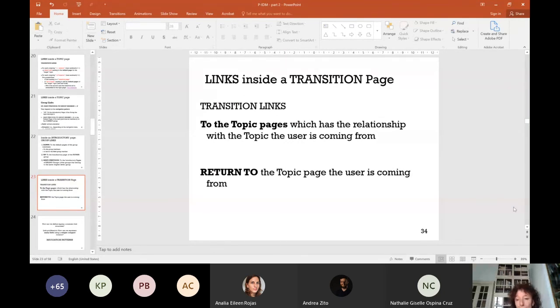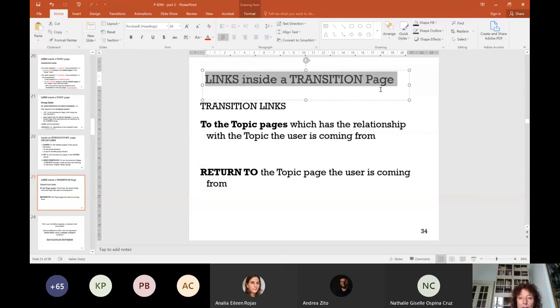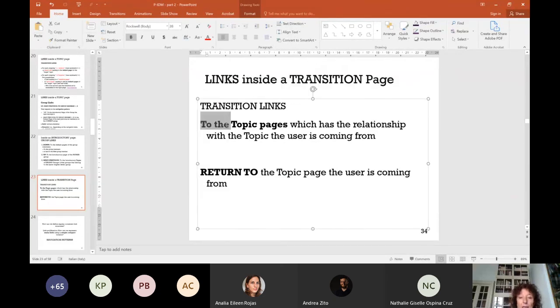Okay, what are the links? What are the links in a transition page? In a transition page, you have the link to the related topic page. And you should have a link to the topic page the user is coming from. So for example, when I am the page of all paintings of the same painter, I need to have a link, an explicit link to return to the specific painter.